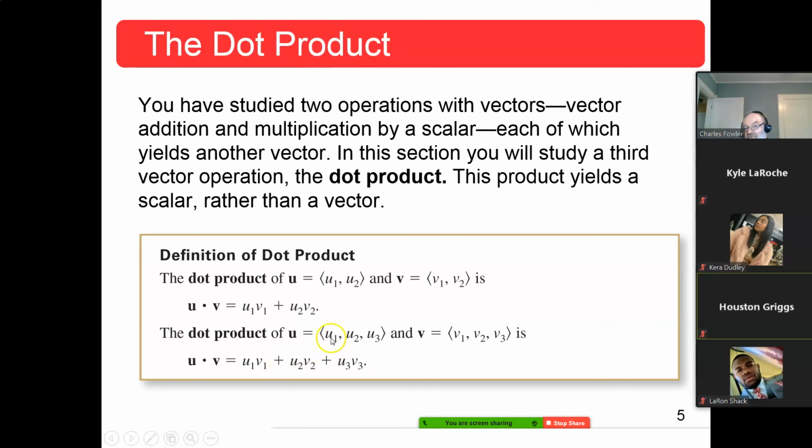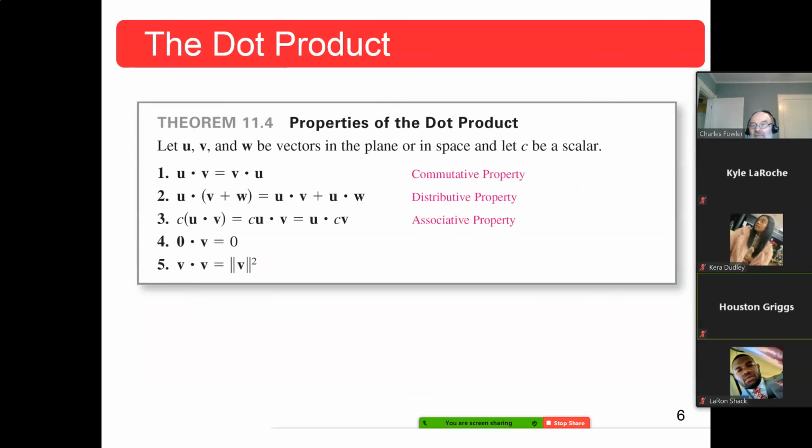If you're in 3 space, you do it 3 times. u1 times v1 plus u2 times v2 plus u3 times v3. That's your dot product. A scalar answer. Okay? Multiplying two vectors, getting a scalar result. Okay? Now, here in theorem 11.4 are your properties of these dot products. Okay?